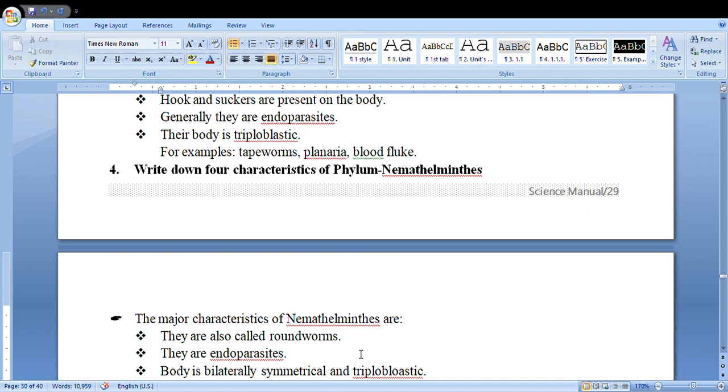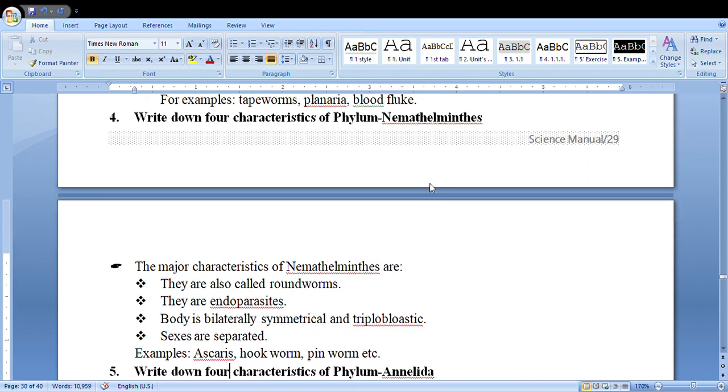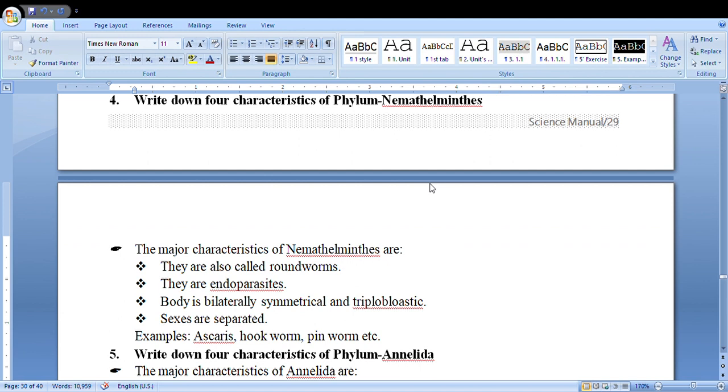Write down 4 characteristics of phylum Nemathelminthes. The Nemathelminthes has following characteristics. They are also called roundworms. They are endoparasites like platyhelminthes. Their body is bilaterally symmetrical, body divided into 2 equal halves through the axis. Triploblastic, 3 germ layers in their embryonic stage. Sexes are separate, male and female are separate. Example: Ascaris, Wuchereria, Pinworm, etc.